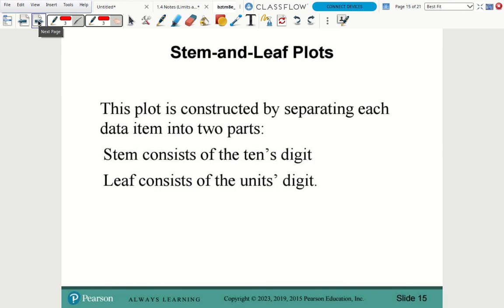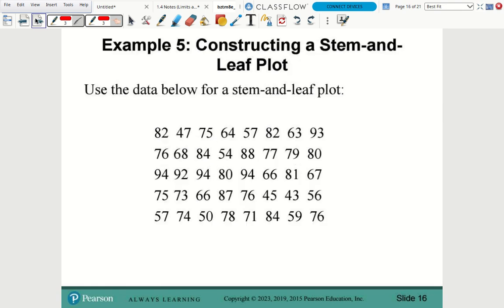All right, stem and leaf plots. This plot is constructed by separating each data item into two parts. The stem consists of the tens digit, and the leaf consists of the units digit. We're going to go through and take this one and make a stem and leaf plot for this. So my stem and leaf plot is going to start with my tens units, so that means all the digits in the beginning.